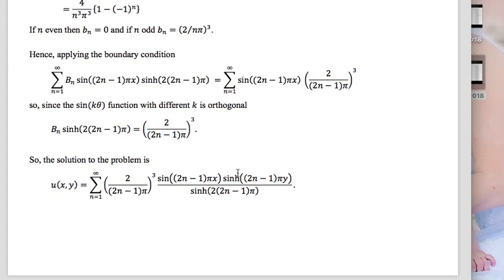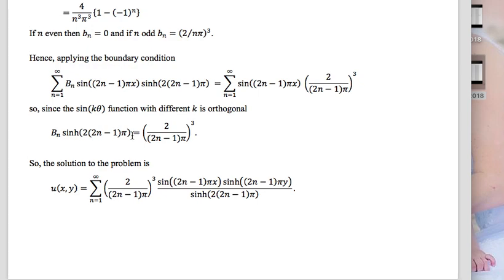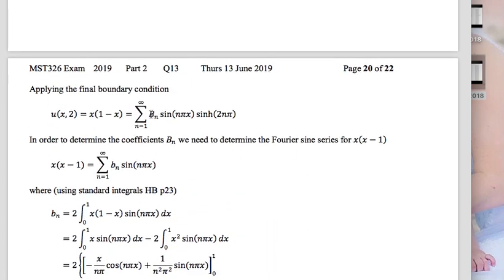And now what we can do is compare coefficients. So we've got sine 2n minus 1 pi x and sine 2n minus 1 pi x. That implies that this is equal to this times Bn, which is what this says. So Bn sine 2n minus 1 pi is equal to this. So the solution to the problem then is Bn is equal to this divided by sine of all that, and then we put that in there. This is our solution.